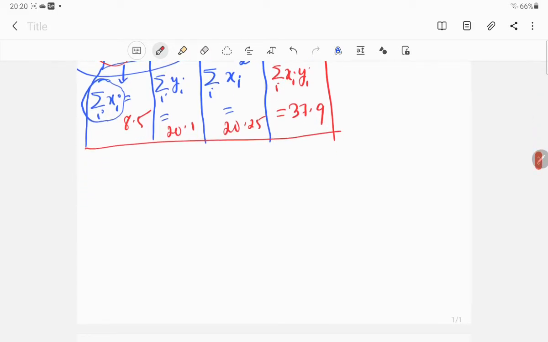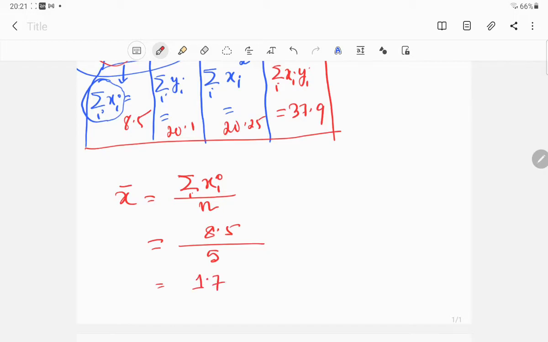But you know that we need to find x bar also. So x bar means summation xi divided by n. So this is equal to 8.5 divided by 5. Okay, so 1.7. This is equal to x bar.